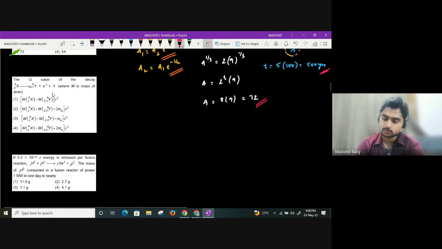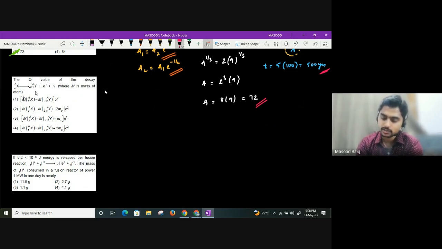And here in this situation they're asking the Q value of the decay. You can write either mass of reactants minus mass of products into c square. If you write mass of reactants minus mass of products, it means energy is released. If you write mass of products minus mass of reactants, it means energy is absorbed. So basically we take energy released only. Q value is nothing but the energy released.